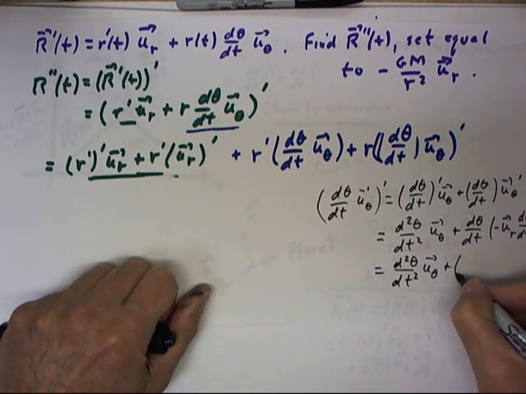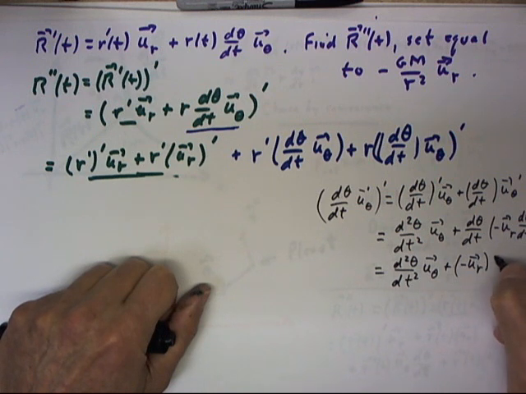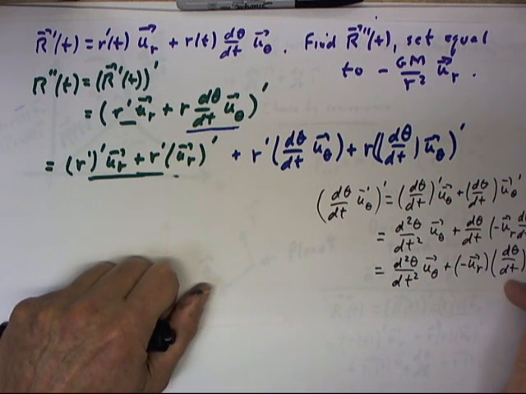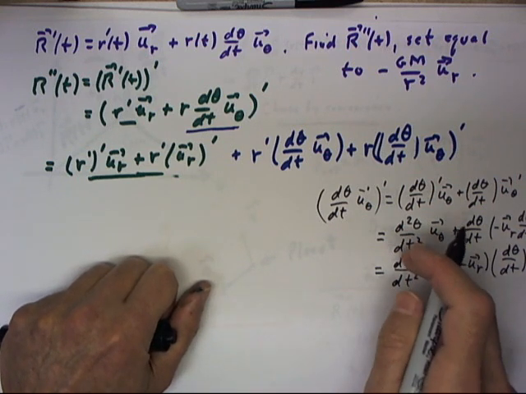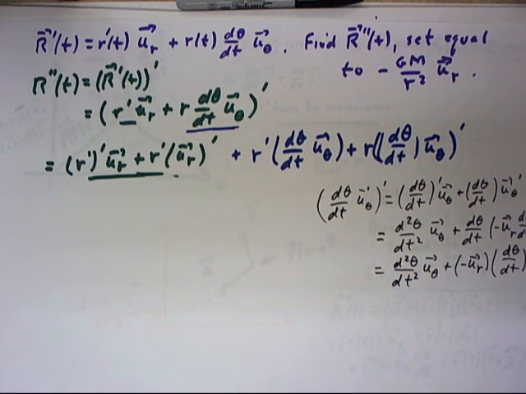plus, well, it should have been minus, we'll put the minus in here and take care of that later, u sub r times d theta dt quantity squared. D theta dt times d theta dt is the square of d theta dt. Note that's not the same as the second derivative of theta with respect to t.